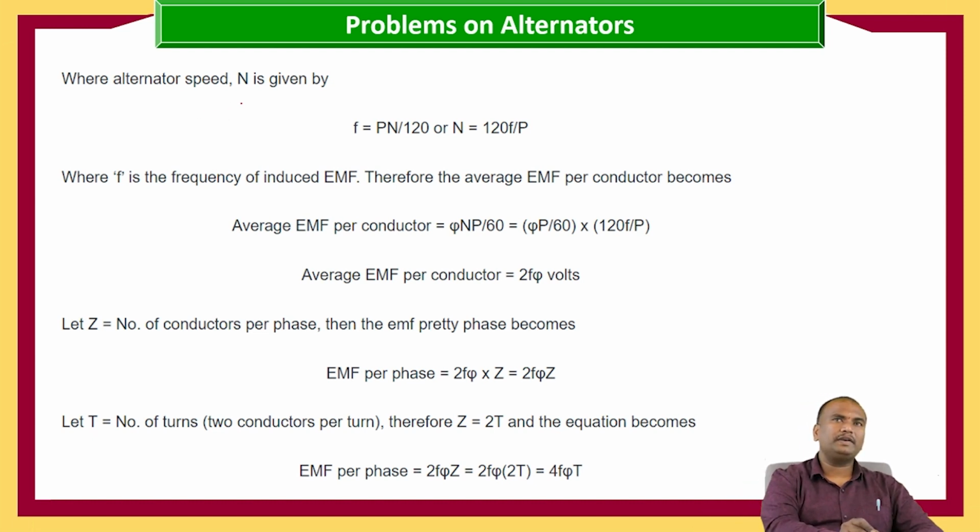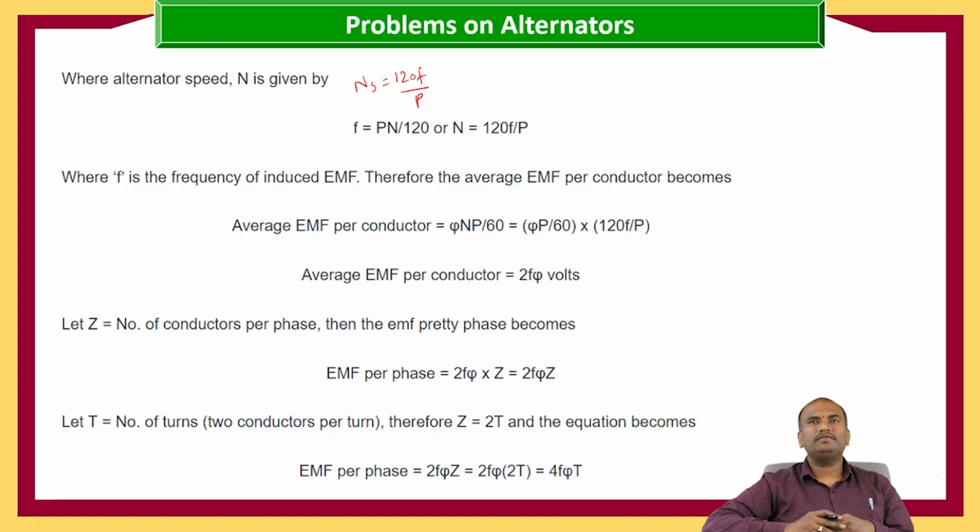where alternator speed Ns is equal to 120 f by P. That is, from this, f is equal to P N by 120 or N is equal to 120 f by P, where f is the frequency of the induced EMF. Here, f is the frequency of the induced voltage which is generated in the alternator.